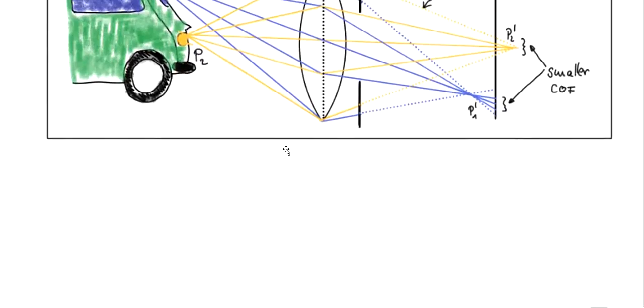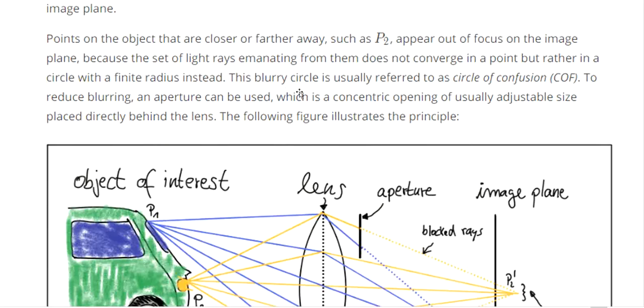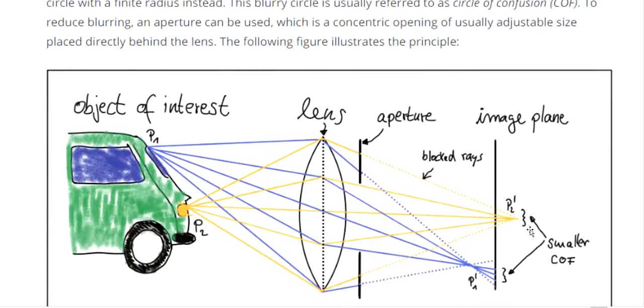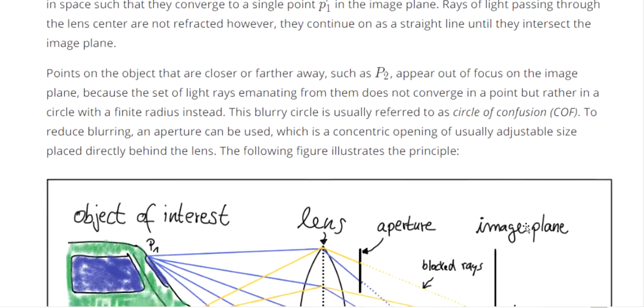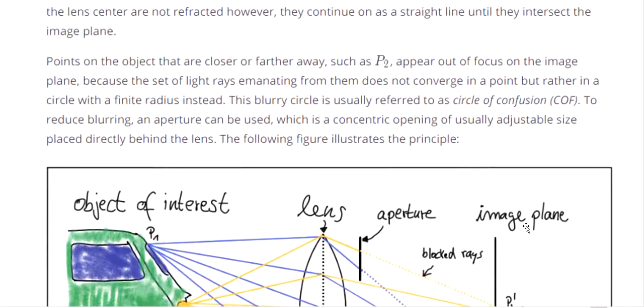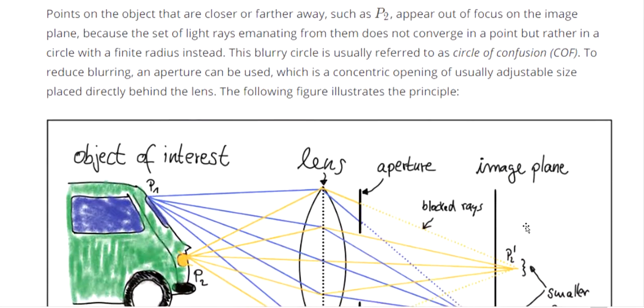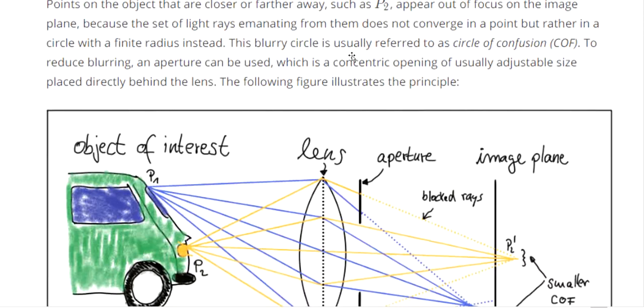What is COF? COF means the circle of confusion, right? The points on the object that are closer or farther away, such as P2 right here, now appear out of focus on the image plane because the set of light rays emanating from them doesn't converge into a point, but rather into a circle with finite radius instead. The blurry circle is usually referred to as a circle of confusion.